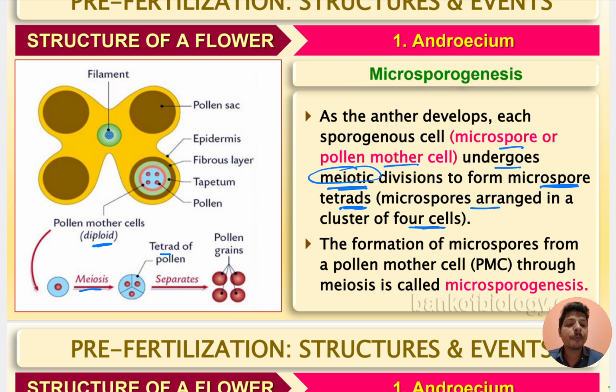The formation of microspores from the pollen mother cell, PMC, through meiosis is called microsporogenesis. Remember the term.